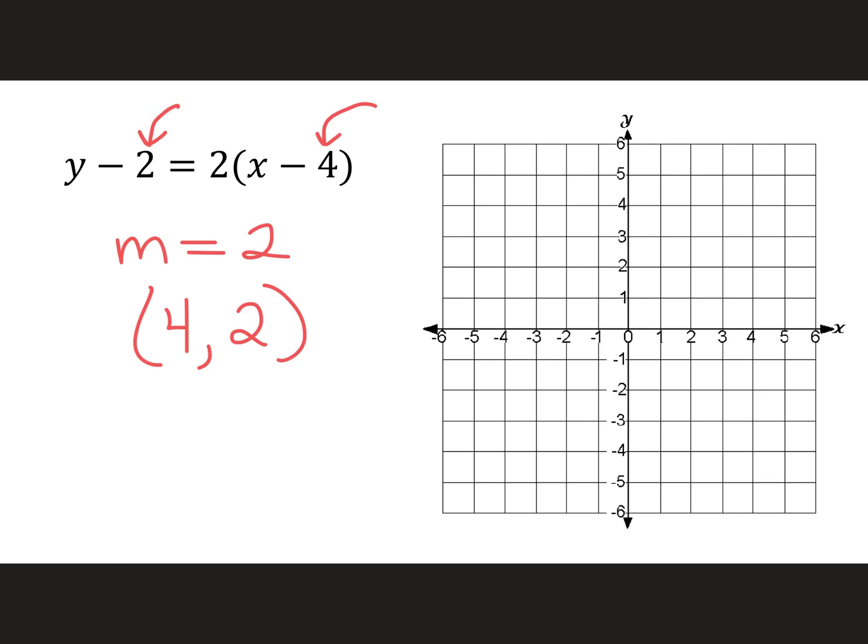And so then I'm going to plot that point 4, 2 right here. And then I'm going to use the slope 2 to go up 2 over 1. Maybe I'll do that a couple times. And then I'll draw my line. There you go. Let's try another one.